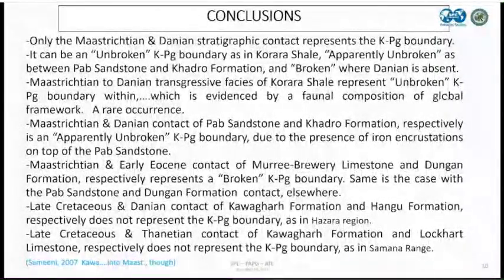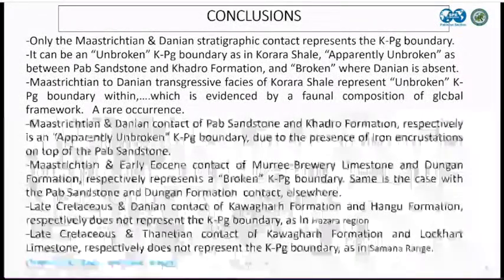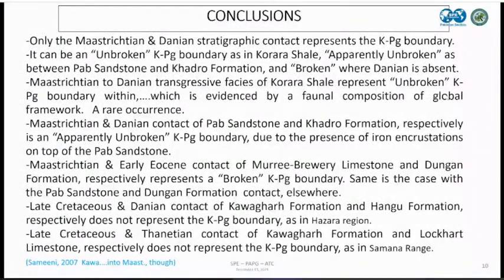Maastrichtian to Danian transgressive facies of Korara shale represent an unbroken KPG boundary, which is evidenced by a faunal composition of global framework, a rare occurrence. The Maastrichtian and Danian contact of Pup sandstone and Khadro formation respectively is an apparent unbroken KPG boundary due to the presence of iron incrustations on top of the Pup sandstone.